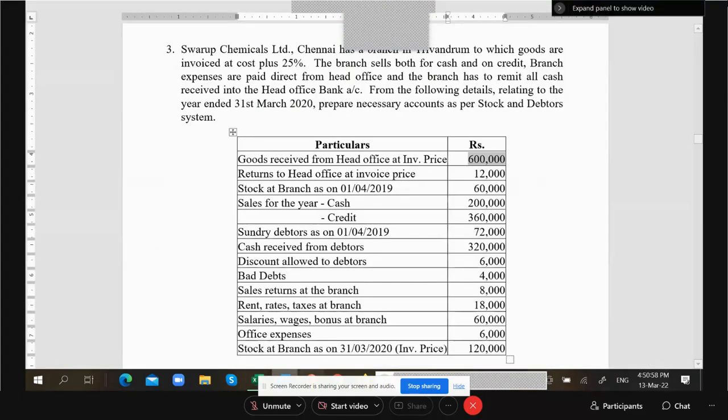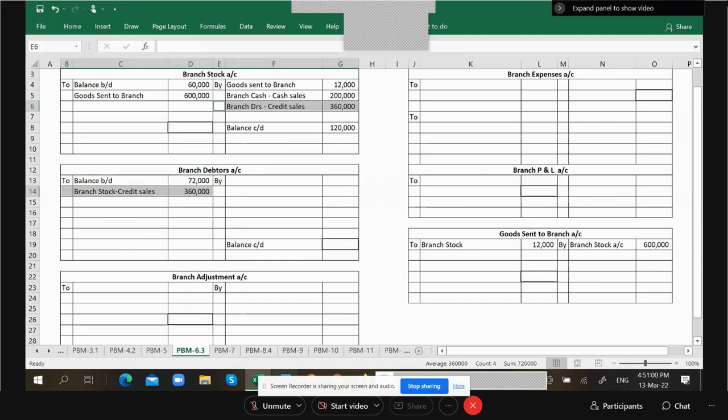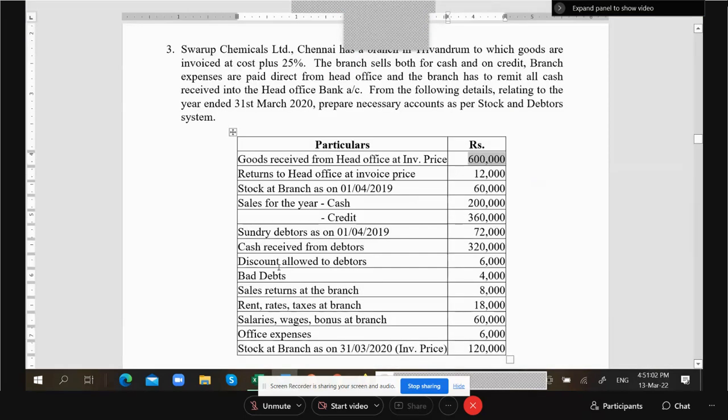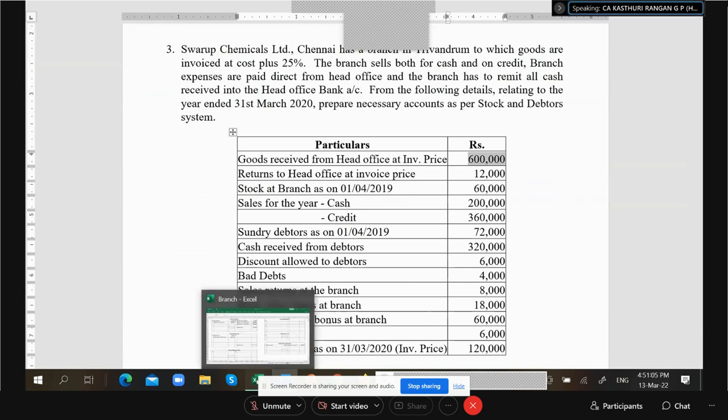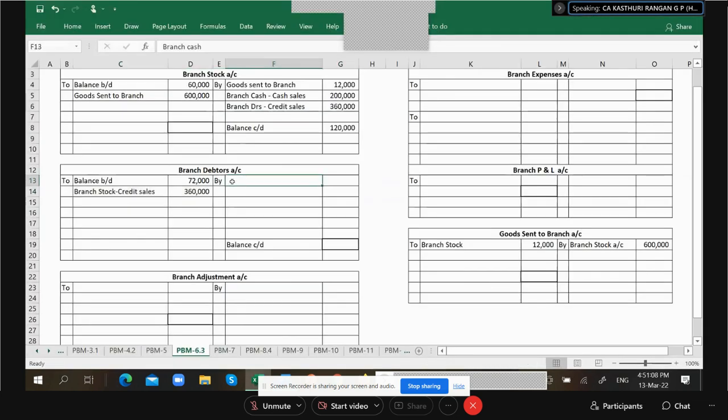Debtors opening balance you have recorded, is it not? 70,000 recorded. Next, cash received from debtor. Very simple. You have to credit the debtors account by branch cash. Branch cash account debit to branch debtors account 3,20,000.